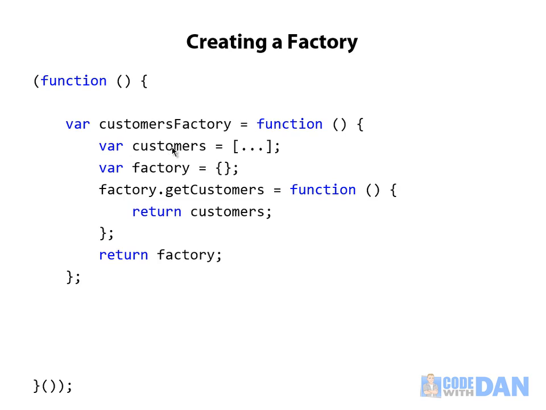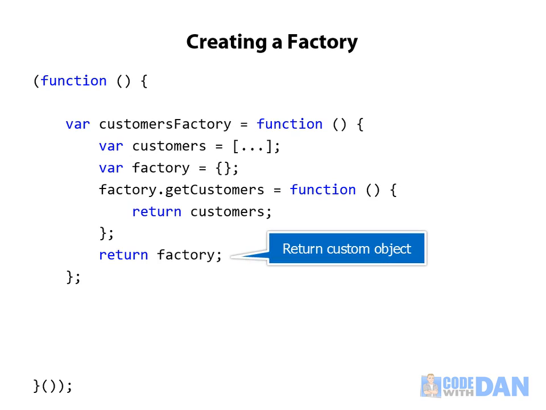So in this case, we have some customers, and you'll see we'll return those here. But we're actually going to create a custom factory object, and then we can assign one or more functions and even properties onto this particular object. Once we've defined it and hooked in all the functions, such as the getCustomers function here, we can then return that factory out. That takes care of defining the factory, but that really has nothing to do with AngularJS at this point. That's standard JavaScript.